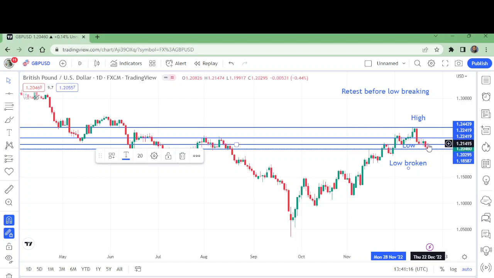But now the market is in a downtrend, and for the entry, the best price will be this same level, which was retested before breaking the low. Now it is expected that there is a high probability that it will go back and retest this level. So let me put it here this way: from here the market is going back to retest this, and after retesting this it will be going down.